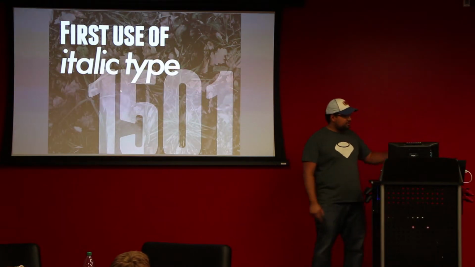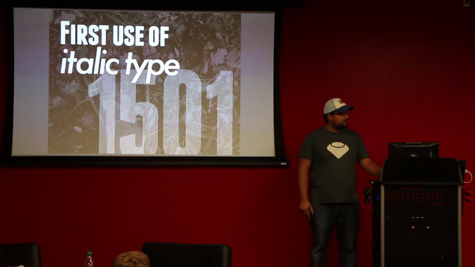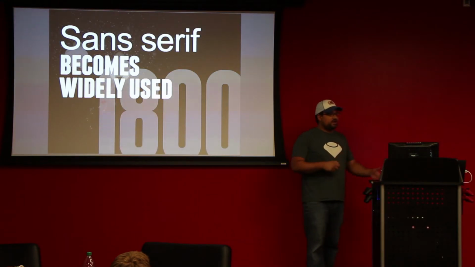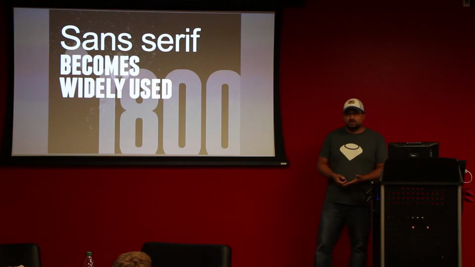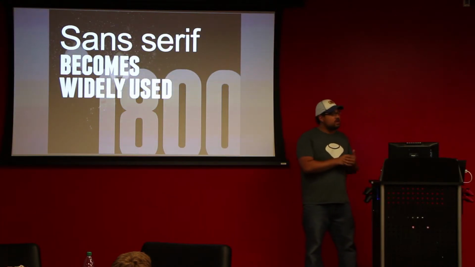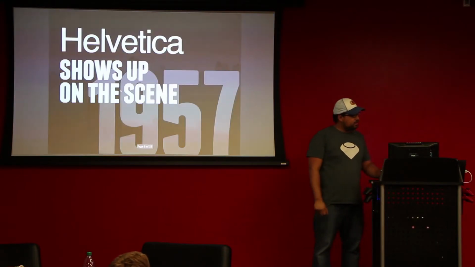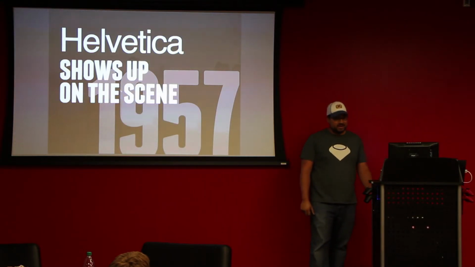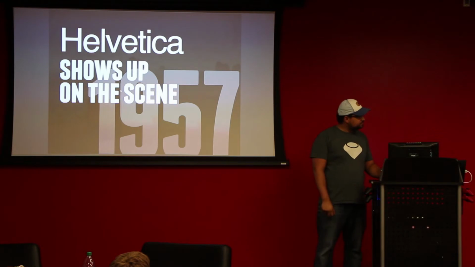It wasn't sans serif though. It was serif. Sans serif around the 1800s became widely used. Before then, it was serif fonts. I will show you more of those later. But sans serif came around the 1800s. Then our well-beloved Helvetica, which is the most widely used font in the world today, came around 1957.